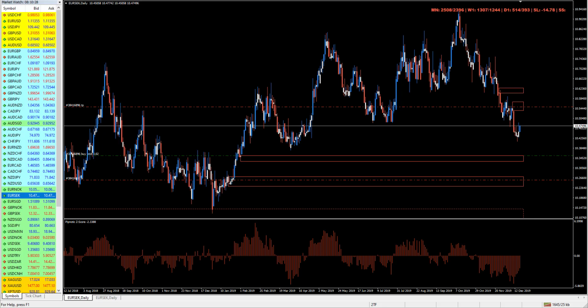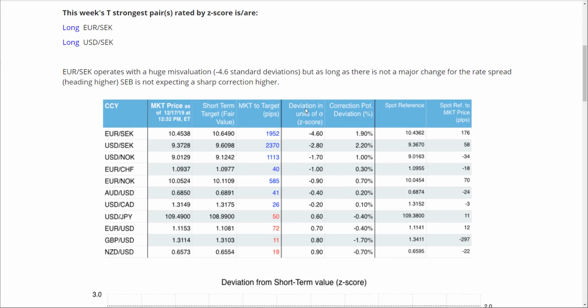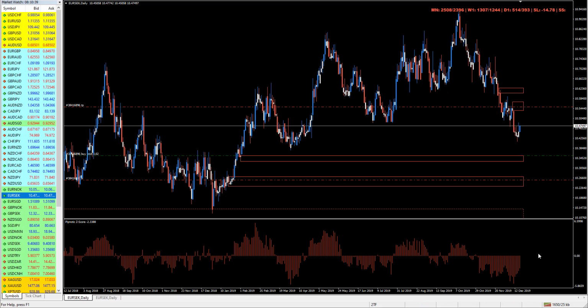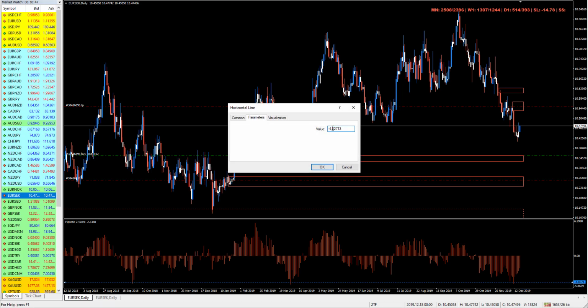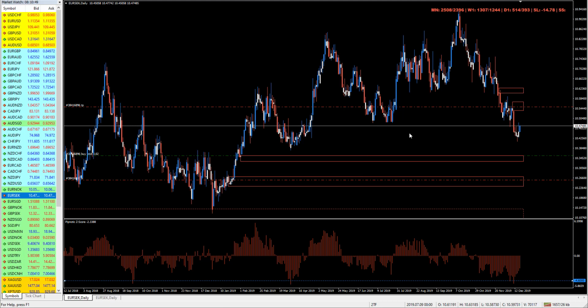So if we go back to this information here, it says that the euro Swedish krona is minus 4.6 deviations from the mean. So if we go back to the chart, we can look. Let's add a line here. I'm not sure when this information was added, but let's say minus 4.6. That's here. Okay, so that's telling us my calculations are the same as these institutions, where we have a very large deviation from the mean, and so we can expect price to look to move higher from here.